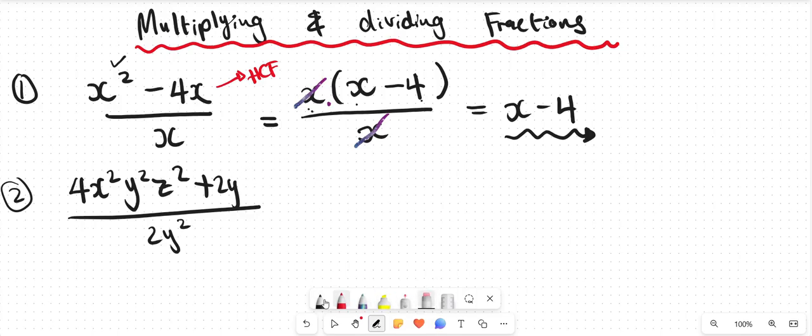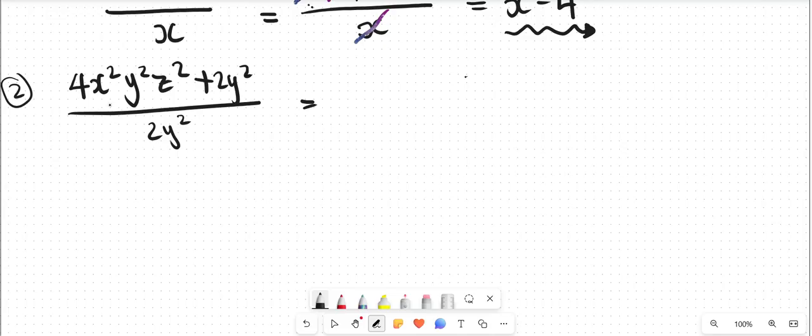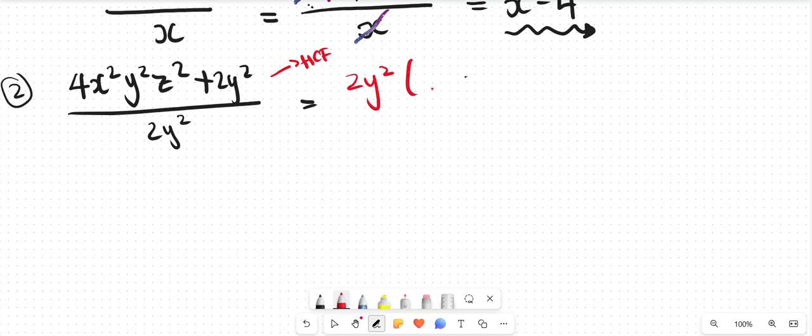This exponent there is a 2. So again, we're given this fraction that we need to simplify. What I notice is that at the top, I can again take out a highest common factor, and that highest common factor is actually a 2y squared. I open my bracket, 2y squared will multiply with the 2x squared z squared to give me the first term there, and 2y squared will multiply with the positive 1 to give me a 2y squared, the second term there.